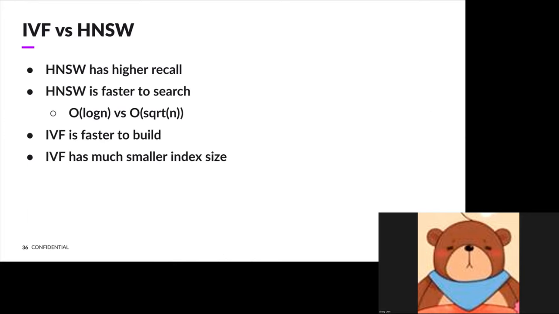Yeah, so the exact details of the IVF and HNSW algorithms are not important for this talk, but I want to give a quick comparison between the two to show that no one algorithm dominates the other. So HNSW has higher recall than IVF. It's also faster to search. The complexity is about O(log N) versus O(sqrt N) for a common parameter setting. On the other hand, IVF is faster to build and has a smaller index size.